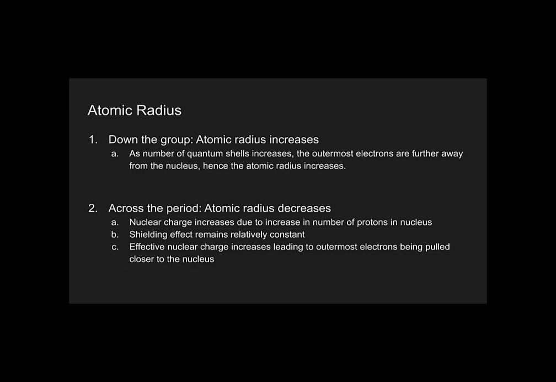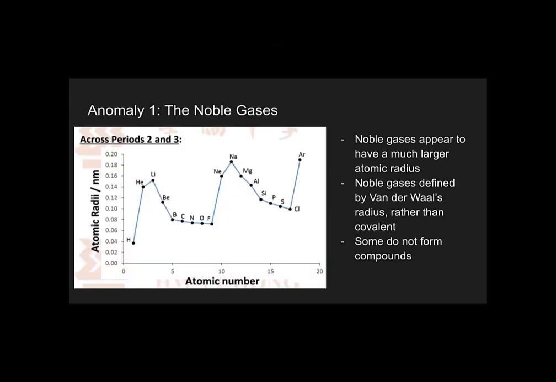Down the group, the atomic radius increases. This is because as the number of quantum shells increases, the outermost electrons are further away from the nucleus, hence the atomic radius increases. Across the period, atomic radius decreases. The nuclear charge increases due to an increase in the number of protons in the nucleus. Shielding effect remains relatively constant and the effective nuclear charge increases, leading to the outermost electrons being pulled closer to the nucleus.